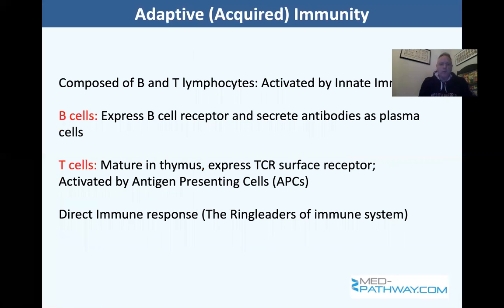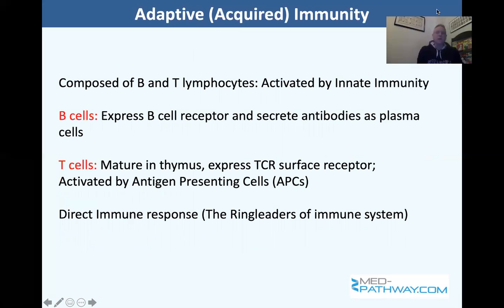So acquired immunity. This is composed of B and T cells. And so this is activated by the innate immunity system. So innate can either get rid of stuff, your skin, for example, or what you do is you take up something by phagocytosis and you present what you took up to the actual B or T cells.